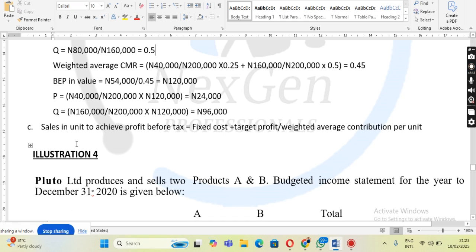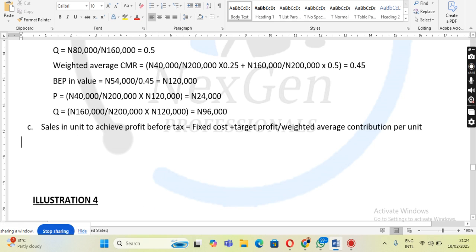Equals what is the fixed cost? What is the fixed cost, class? 54,000 naira. Okay, 54,000 naira, right? Plus the target profit. What is the target profit, class? 45,000 naira. Good, 45,000 naira.